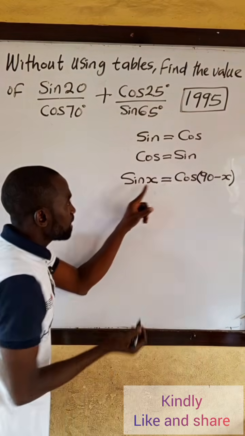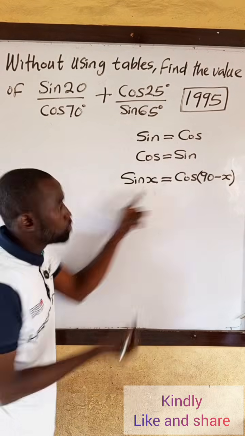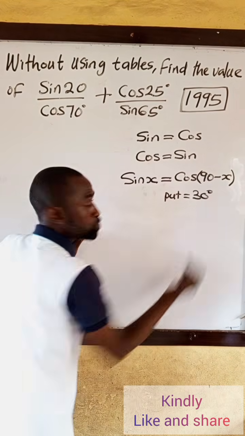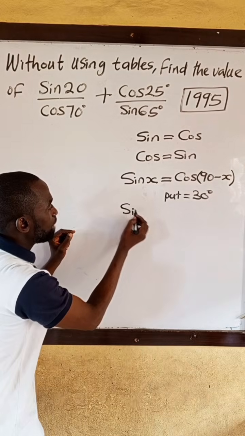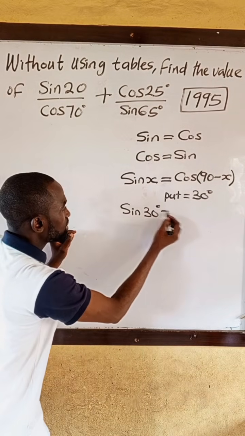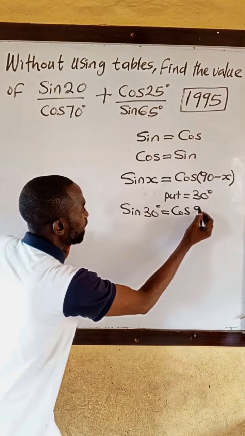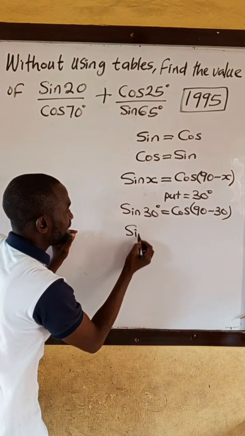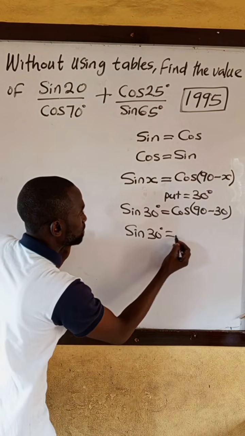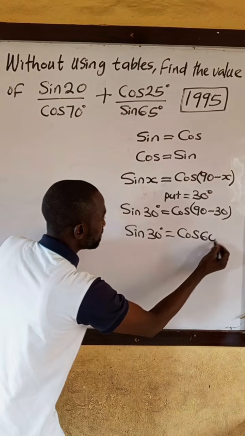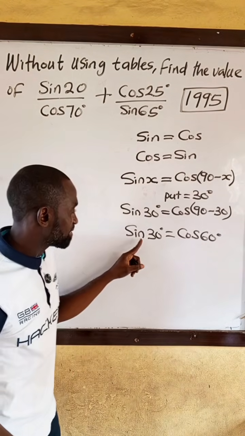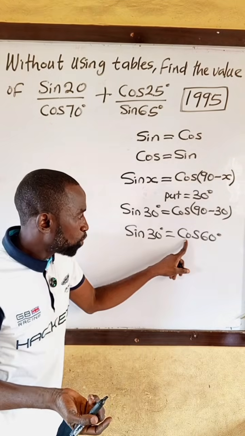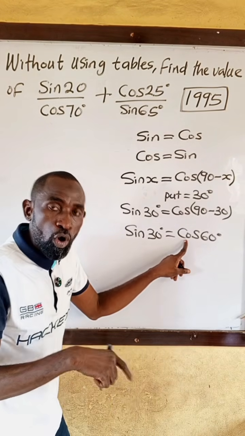So if this one is 30, for example, let us put our s equal to 30. Now we have sine of 30 must give us cos of 90 minus 30. So it means sin 30 is equal to cos of 60 degrees. When you press sin 30, you will see half or 0.5. When you press cos 60, you will see half or 0.5.